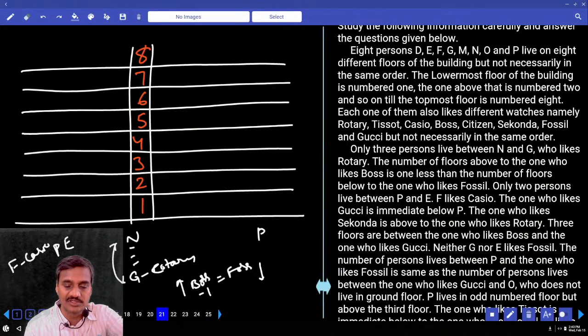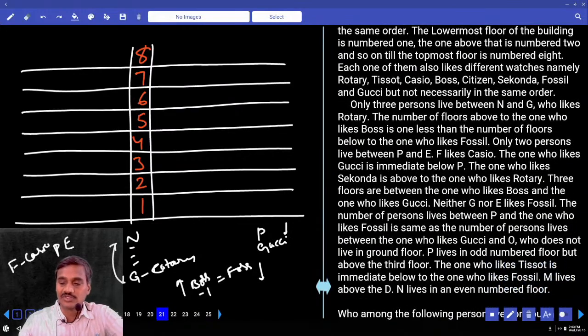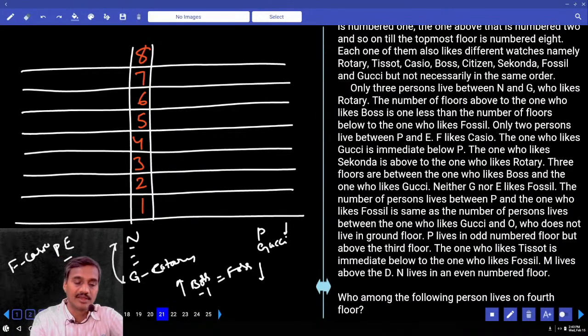Now P is here. Now the one who likes Goosey is immediately below to P. And the one who likes Secunda is above the one who likes rotary. Secunda is above rotary.